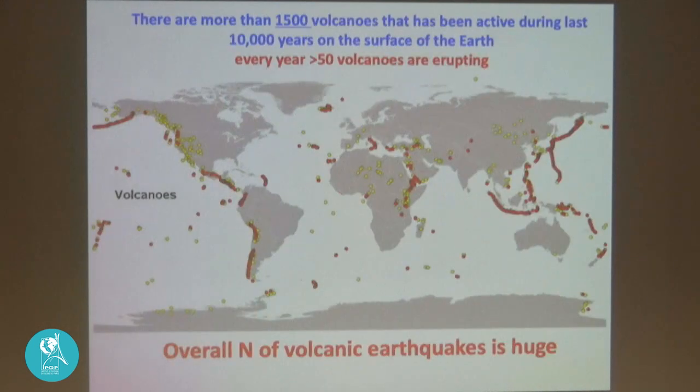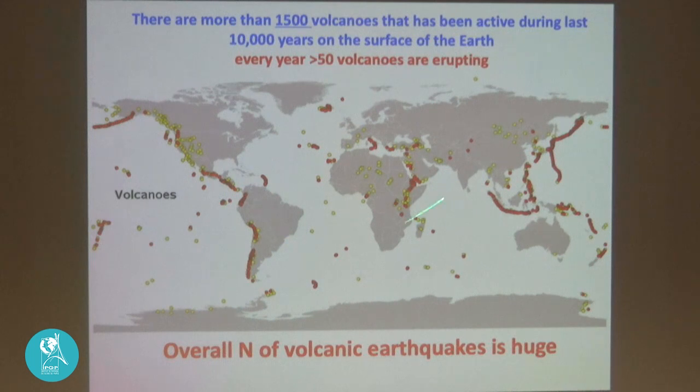And then if we think globally, how many volcanoes are in the world, how many of them are active. Here there are some numbers. We don't know the exact number of active volcanoes, but geologists estimate that there are about 1,500 volcanoes that are considered active or potentially active, implying that they were at least once active during the Holocene. And among these volcanoes, at least 50 erupt every year.